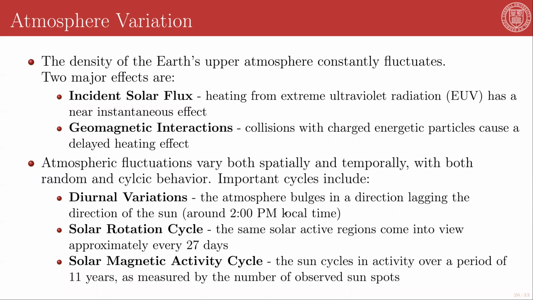There's the solar rotation cycle, and that means that the same solar active regions will come into view of the Earth approximately every 27 days. And it's fairly coincidental. This just happens to be close to a lunar month. That's just how the solar system happens to be. And then finally, there's the overall solar magnetic activity cycle. The sun has an active cycle with a period of approximately 11 years. And this can be tracked by the observed number of sunspots. And so there's a solar maxima and a solar minima, where the sun is the most active and the least active.